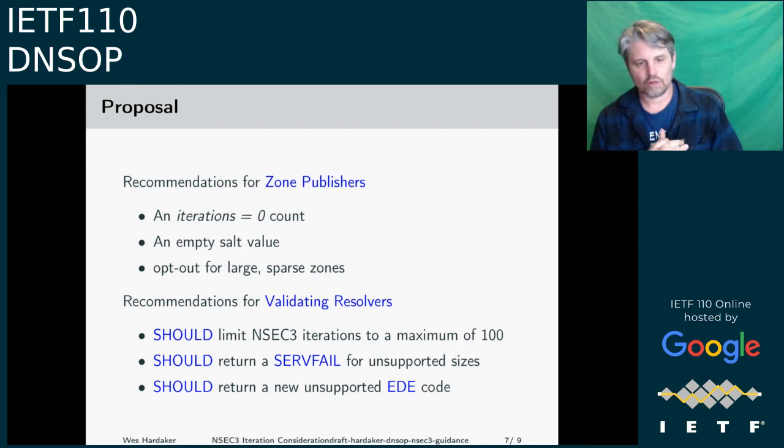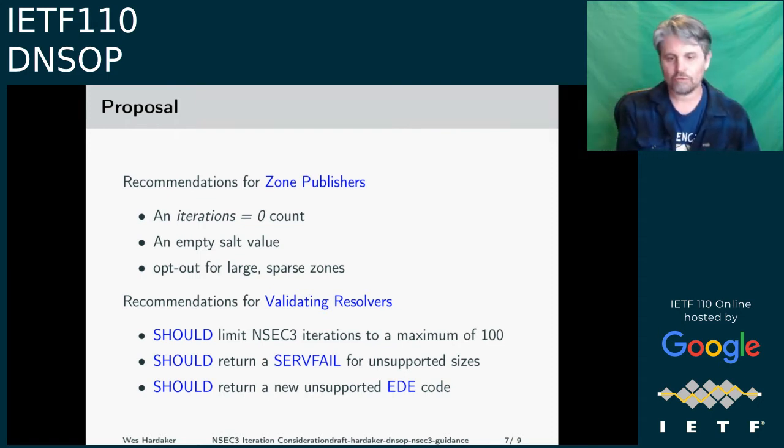We also have recommendations for validating resolvers. And this is a lot of the new stuff: you should limit NSEC3 iterations to a maximum of 100. You should return a SERVFAIL for unsupported sizes. So if somebody wants 101 and you're a validating resolver, then you should return SERVFAIL. And then we added a new EDE code to return an error so that you can more appropriately describe why you're returning a SERVFAIL. I know that the SERVFAIL is likely probably one of the more argumentative pieces of this document.